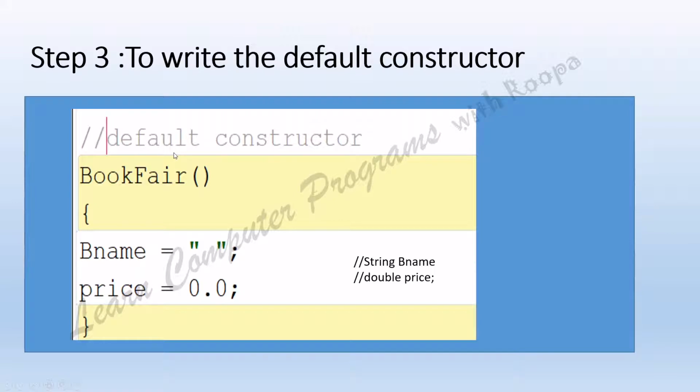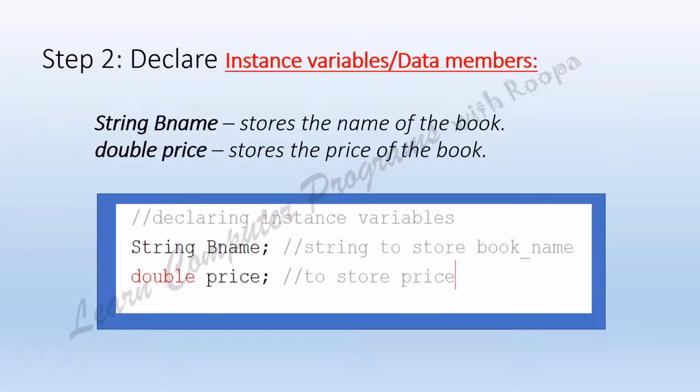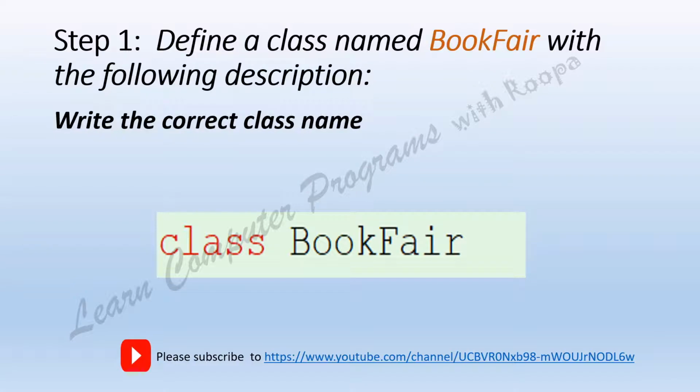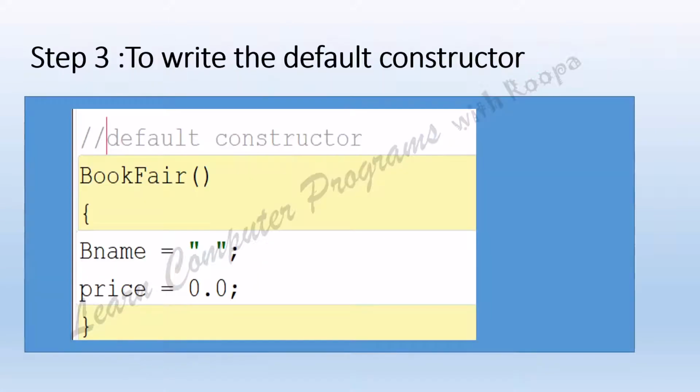So please remember these default values and accordingly put them in the program if they ask you the default constructor. Another thing you should remember for the default constructor is it will have the same name as the class name. So here our class name is BookFair, so the constructor name is also BookFair, and it will not have any return data type. The access specifier will be public. You cannot put any other access specifier. You can put public BookFair. Okay, let us go to the next step.